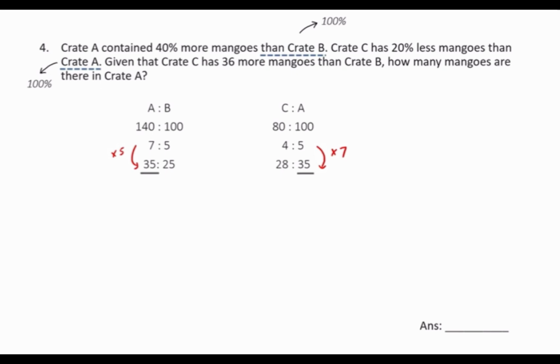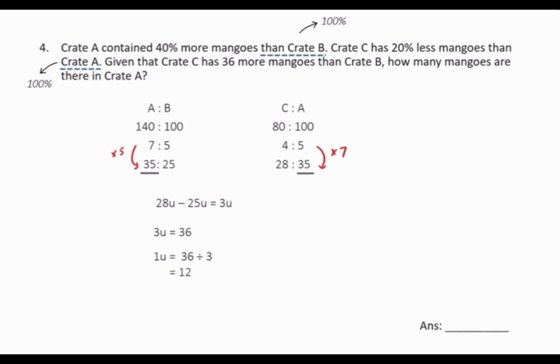There's only one value given in the question, which is the 36. 36 is the difference between C and B. Now we compare C and B. 28 and 25. So 28 minus 25, difference is 3 units. 3 units is 36. 1 unit is 36 divided by 3, which is 12.